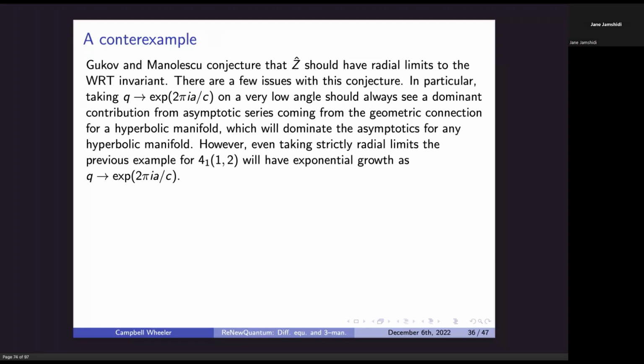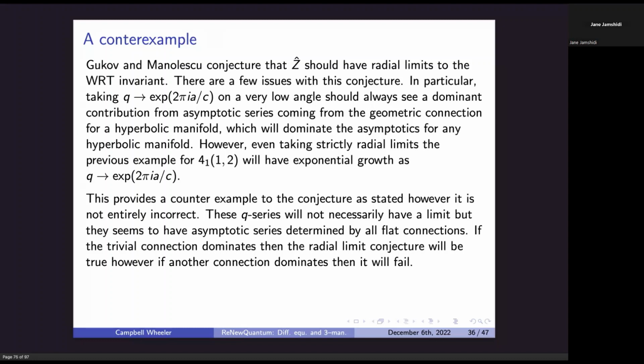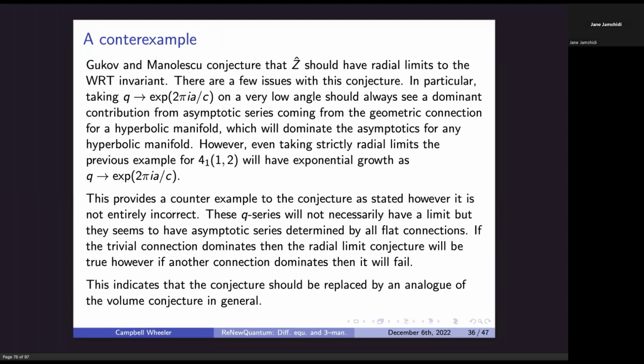You'll see this exponential growth. And so this gives some kind of counterexample to a conjecture of Gukov and Manolescu, where they wanted these Z-hat invariants, if you take the limits, to give you back just the WRT invariant. But in general, this seems not to be the case. However, it's not really that bad because although the limit won't exist in this example, we saw these asymptotic series actually know about the manifold. So instead of having explicitly the WRT invariant arising as a limit, we get some asymptotic series instead. And so their conjecture holds in cases where the dominant term is the trivial connection, so it doesn't have any exponential growth, and the trivial connection will just, to leading order, see the WRT invariant.